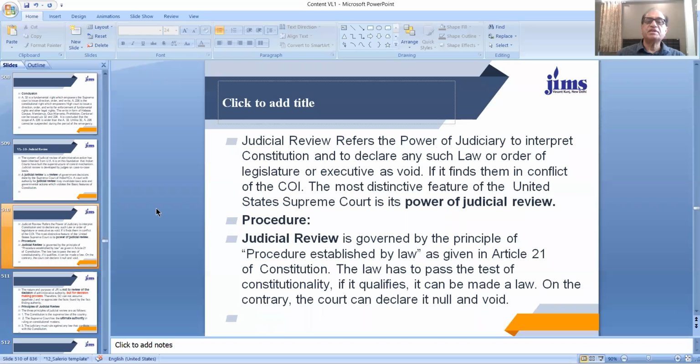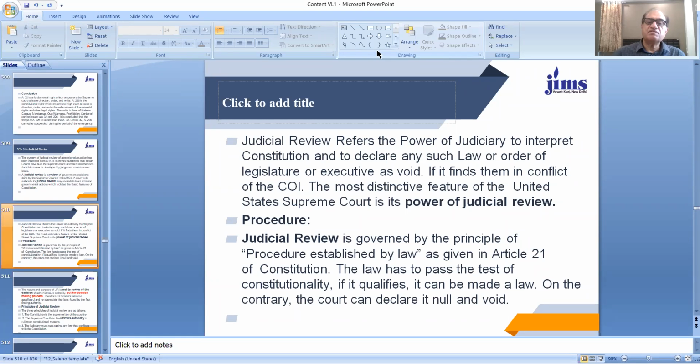So dear students, judicial review, basically it refers to the power of judiciary to interpret the constitution and to declare any such law or order of legislature or executive as void if it finds them in conflict with Constitution of India. The most distinctive feature of United States Supreme Court is its power of judicial review. In our country also, our Supreme Court has power of judicial review, and similarly, various high courts also have power of judicial review. Now, what is the procedure of judicial review?